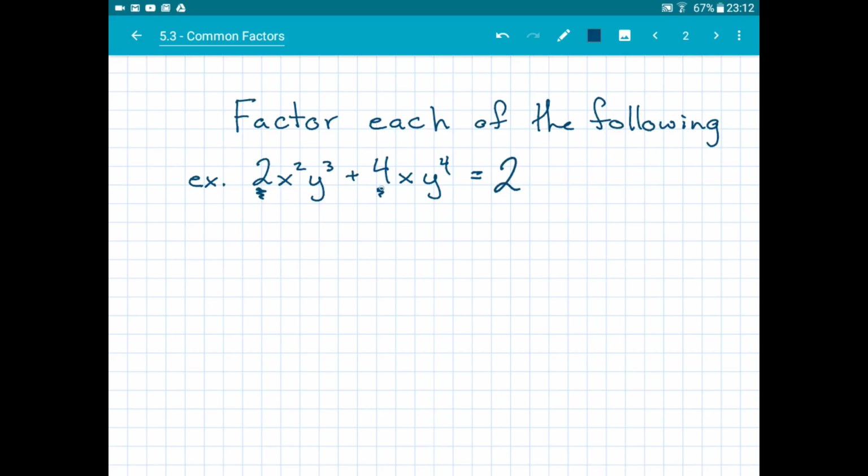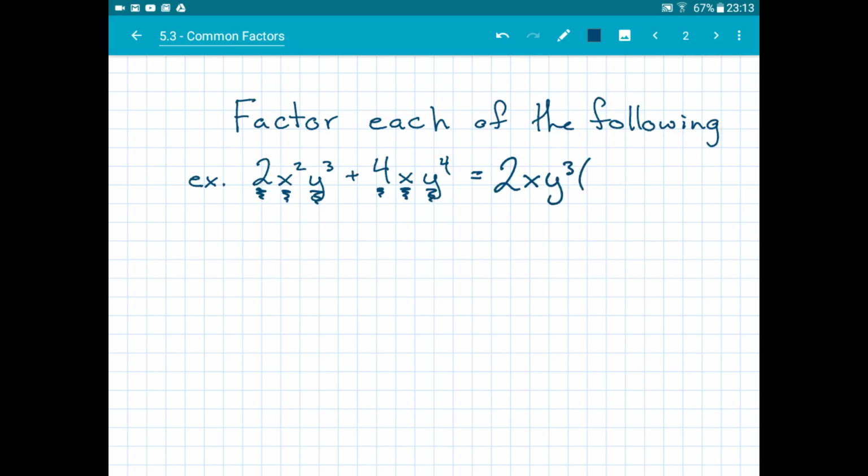2 divides evenly into 4. 2 divides evenly into 2. That makes 2 the greatest common factor. Okay, it's the biggest thing that does that. Now let's look at the x's. Well, this one has 1x, and this one has 2x squared. So only one of those x's is in common between the two. This has 3y's, and this has 4y's. So again, only 3 of them are shared in common.